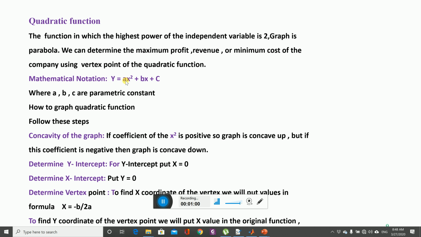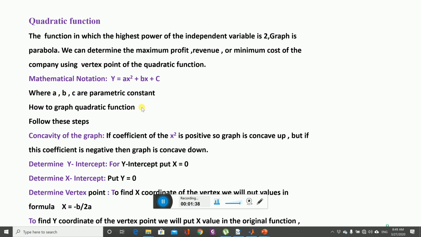0. Because if we assign a value 0 to a, then 0 multiplied by x square is equal to 0, and this whole term will be eliminated, and now this quadratic function will change its nature. It will change from the quadratic function to the linear function. So this is the condition that a cannot be 0. A, b and c are any parametric constants. They can assume any value, but under this condition that we cannot assign a 0 value to a.